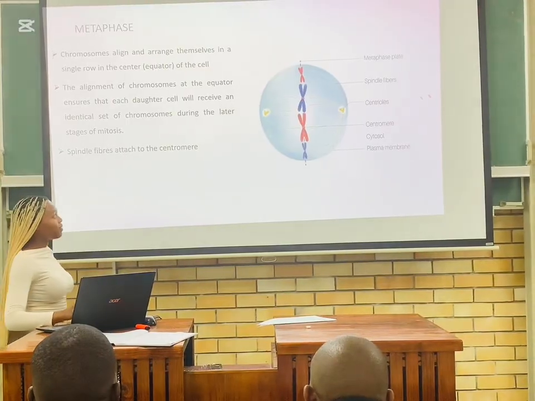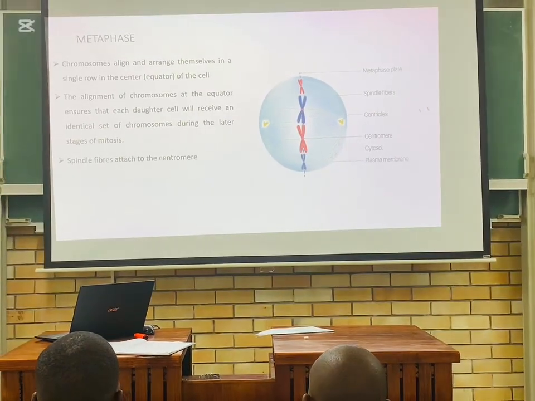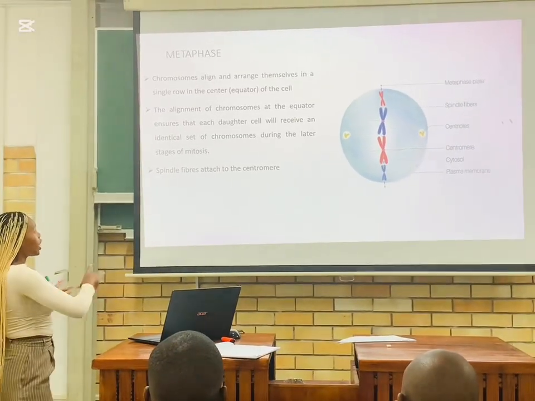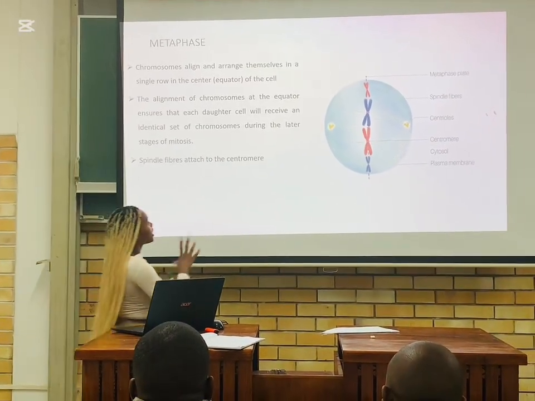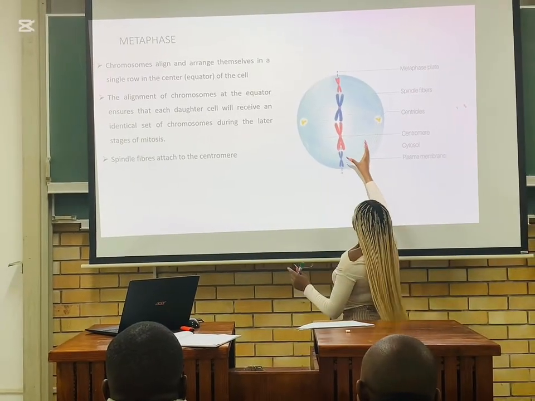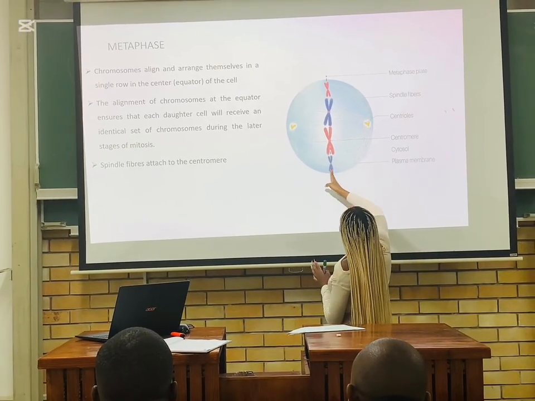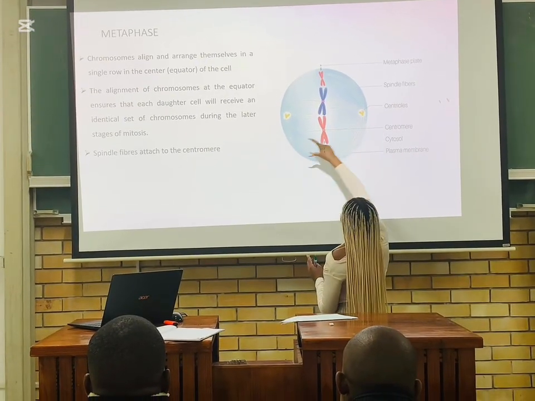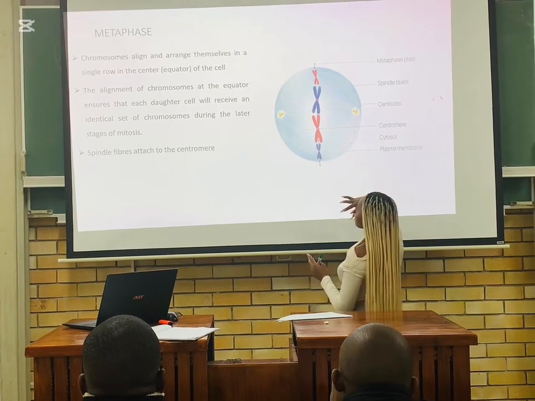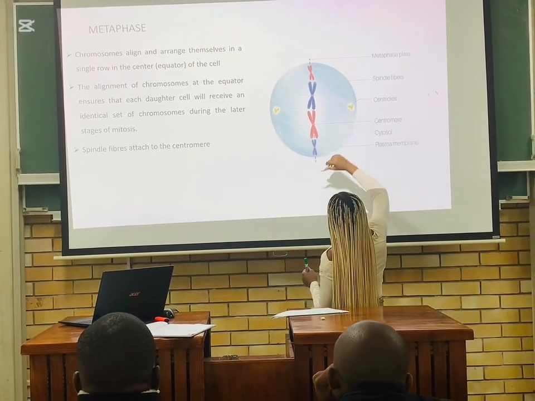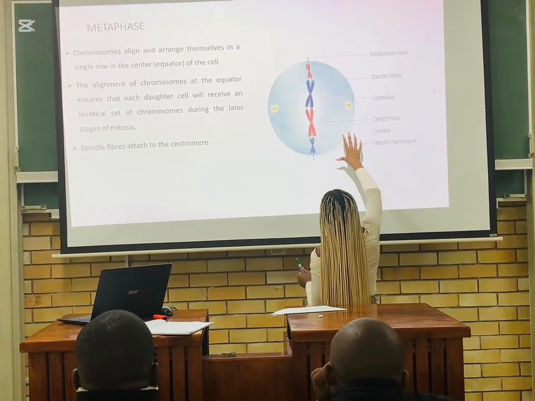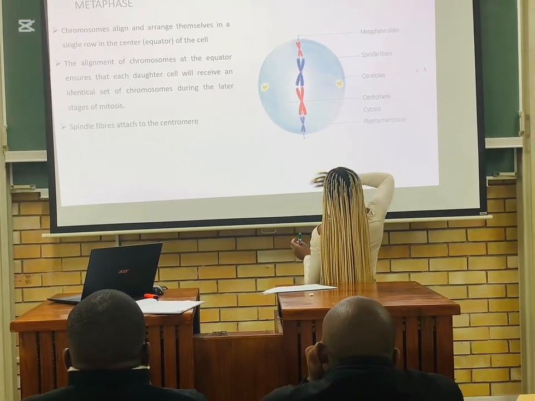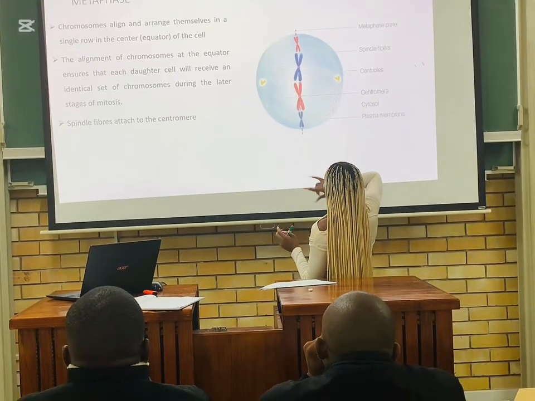Moving on to metaphase. Metaphase is whereby chromosomes align and arrange themselves in a single row in the center of the cell, which is also known as the equator of the cell. As you can see, these chromosomes are arranging themselves in a single row at the center of the cell. This alignment of chromosomes at the equator ensures that each daughter cell will receive an identical set of chromosomes during the later stages of mitosis.